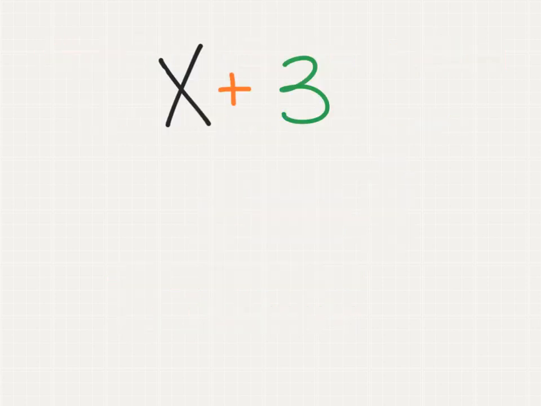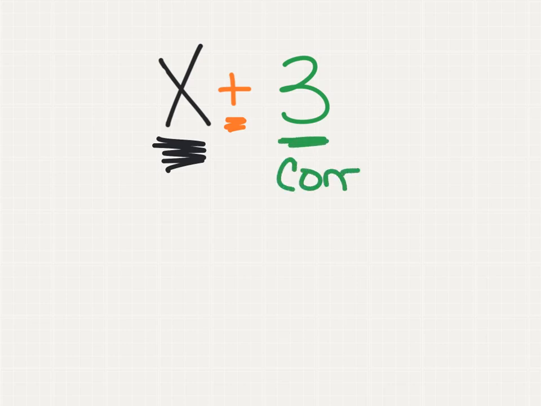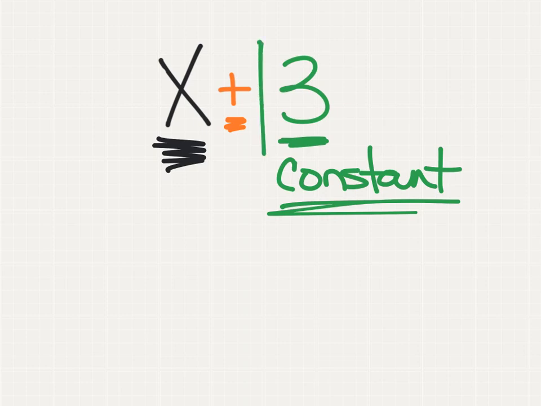So is x plus 3 an algebraic expression? Absolutely. It has a variable and an operator. It just so happens to also have a constant. A constant is a number written on its own. It's called a constant because that number will constantly have the same value. The value of this number will always be 3.